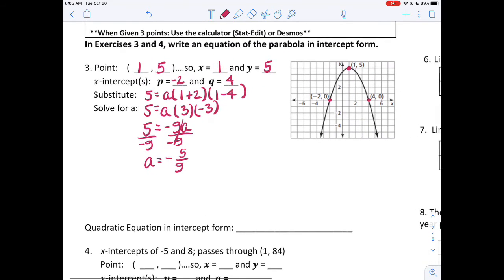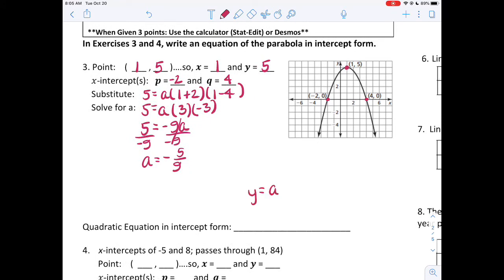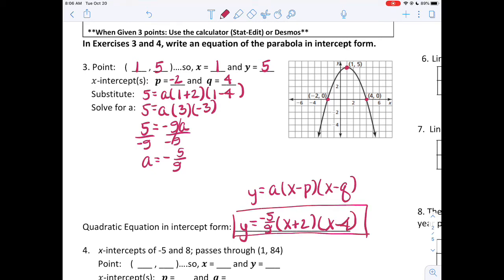Now I can substitute that back into my original intercept form of my equation. To remind you, it's y is equal to a times (x minus p) and (x minus q). But now I know a, p, and q, and I can plug those in. y is equal to -5/9 times (x minus p), but p is -2, so that becomes a +2, and (x minus my q value of 4). So this is my final solution.